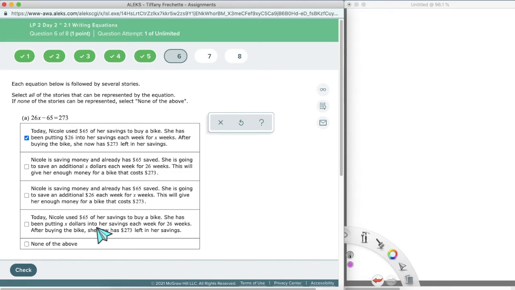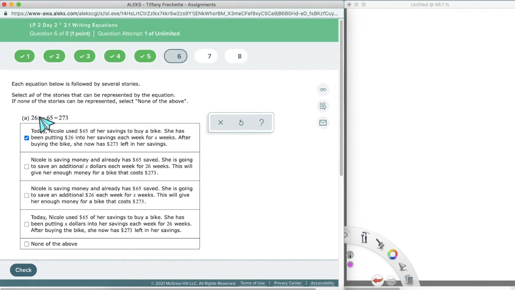Today, Nicole used $65 of her savings to buy a bike. All right, that's the same thing as that first one you chose anyway. That works. That's taking $65 away. She has been putting X dollars into her savings account for 26 weeks. Okay, that still works, even though we switched that amount. This is now 26 weeks, and she's been putting in X dollars.